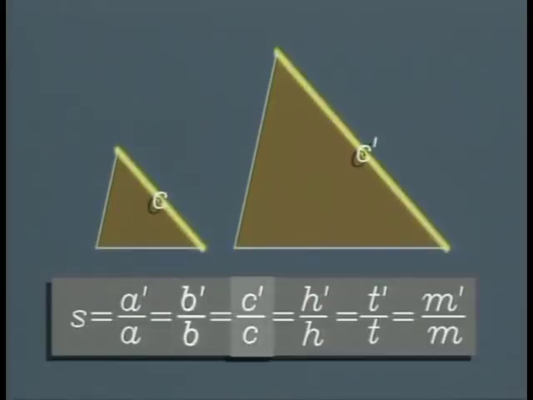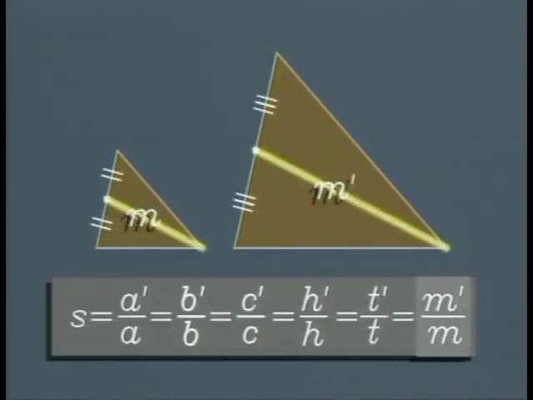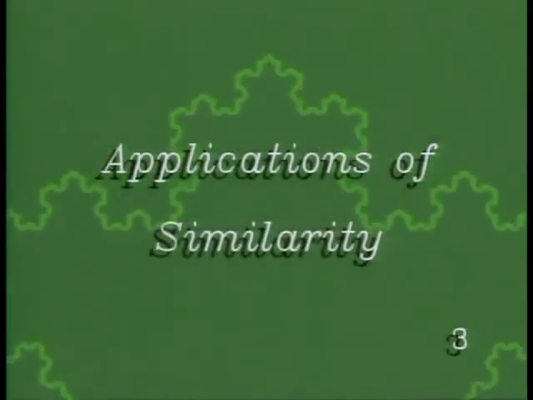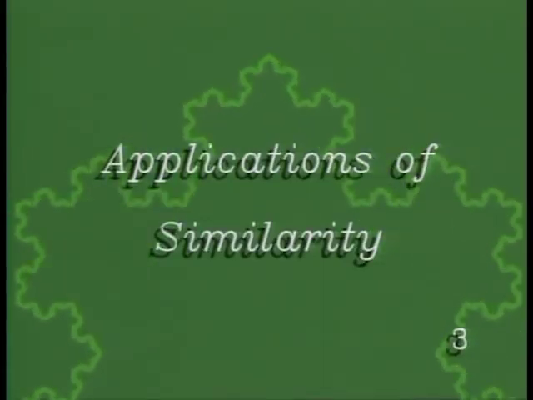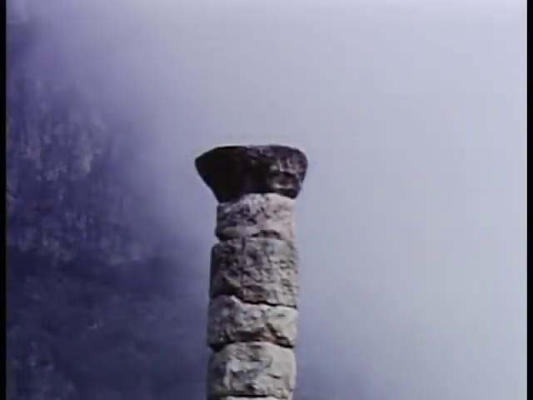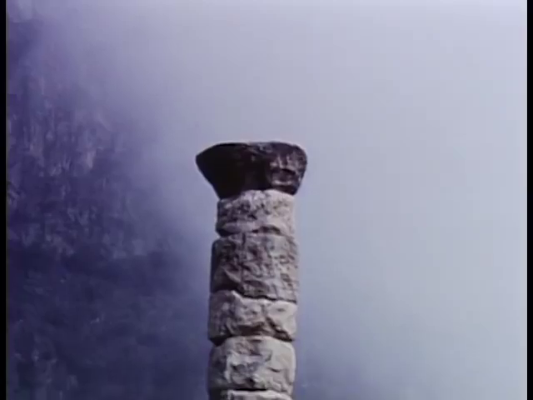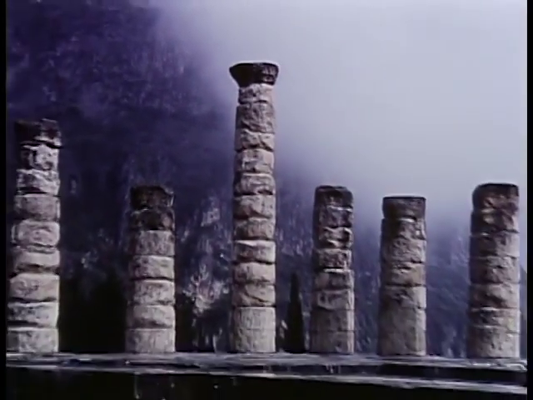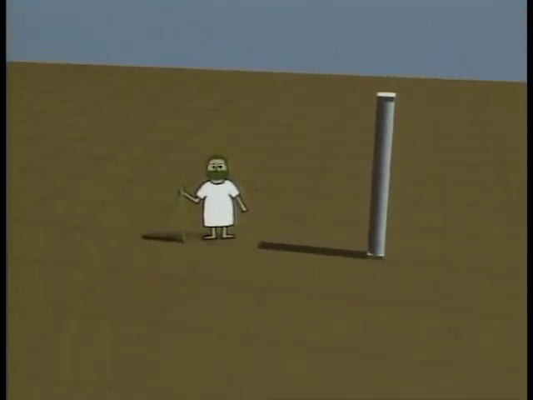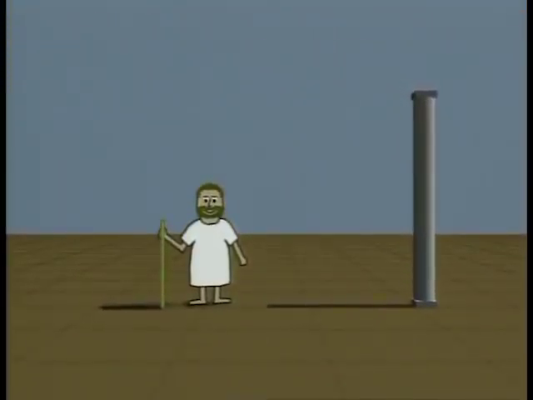These examples illustrate a general property of similarity. Scaling changes all line segments by the same factor. People have used similarity to solve problems in real life ever since ancient times. For example, in the 6th century BC, Thales used similar triangles to find the height of a column by comparing lengths of two shadows. Here's how he might have done it.